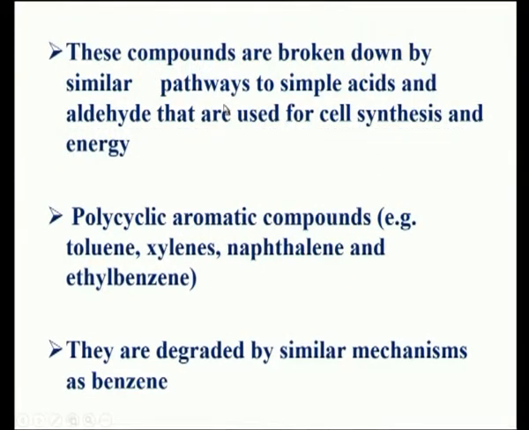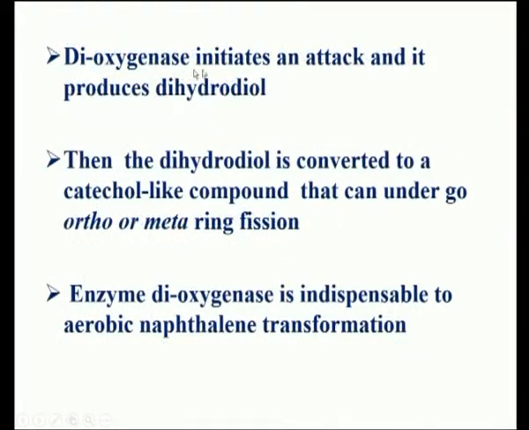These compounds are broken down by a similar pathway to simple acids and aldehydes that are used for cell synthesis and energy. Polycyclic aromatic compounds, toluene, xylene, naphthalene and ethylbenzenes are degraded by a similar mechanism as benzene. Dioxygenase initiates an attack and produces dihydrodiol. Then the dihydrodiol is converted into a catechol-like compound that can undergo ortho or meta ring fission. The enzyme dioxygenase is indispensable to aerobic naphthalene transformations.